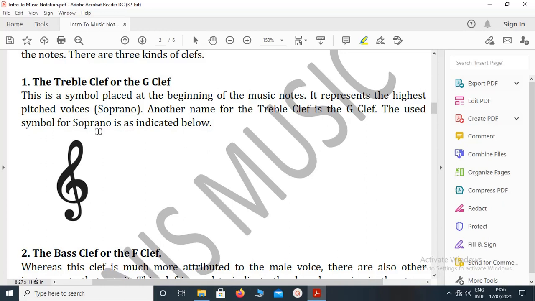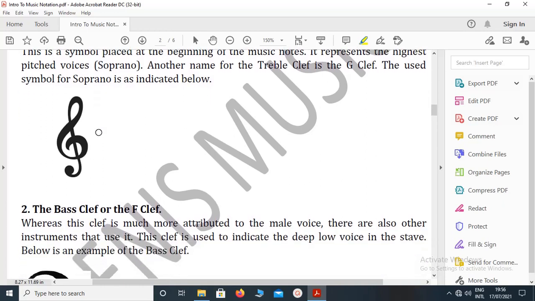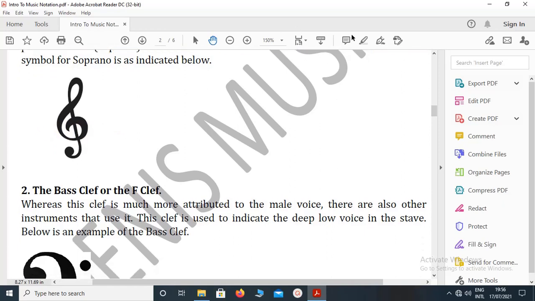Why it is called a G clef is because around this area here, as we go on at a later time, you will realize that the note G is normally found here. The G clef is found around this area. The line of G in the stave is always found coiled here. So that's why we call it the G clef.